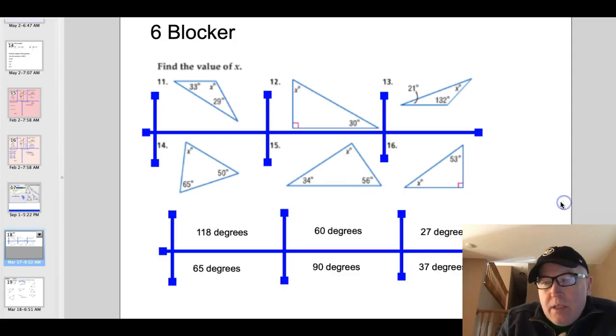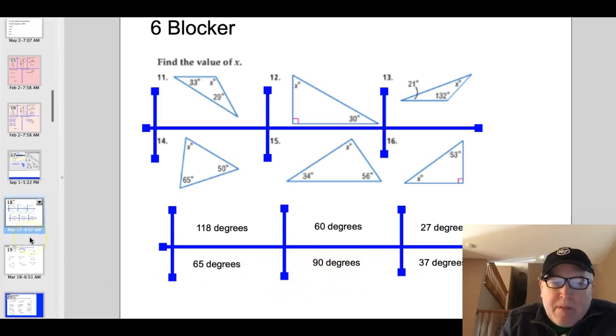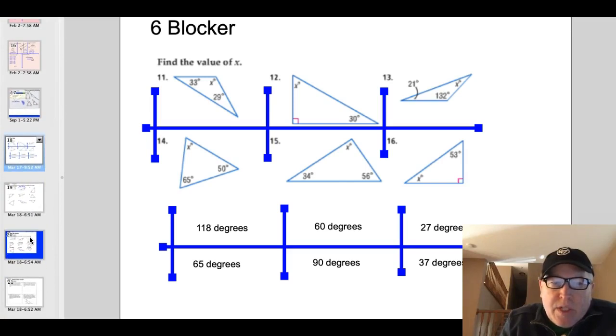Okay, let you check your answers there. 118, 60, 27 across the top. Across the bottom, 65 degrees, 90 degrees, and 37 degrees. Very lovely.